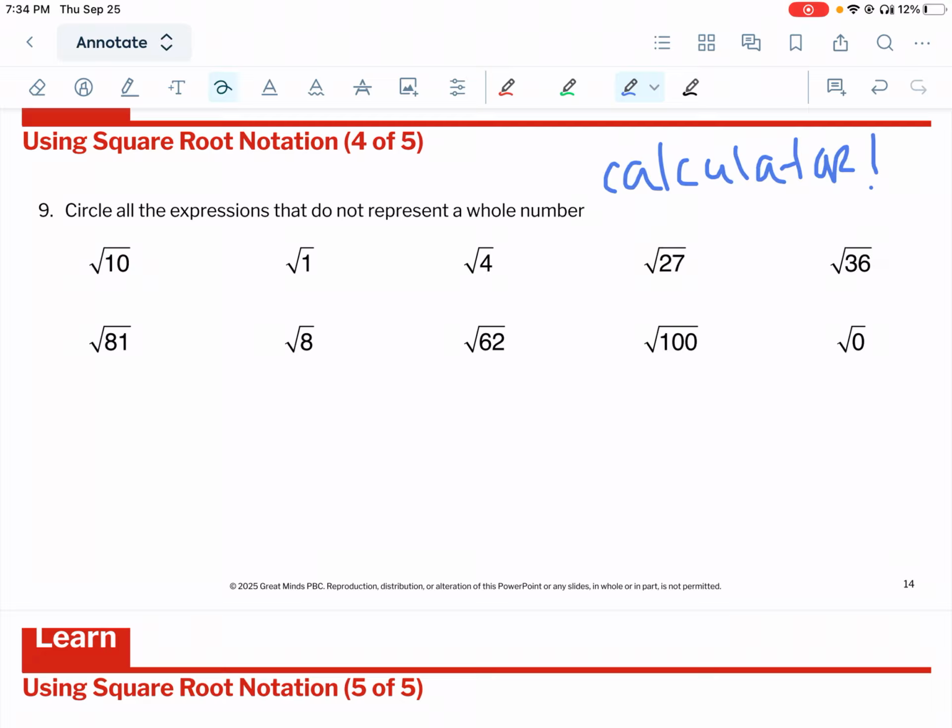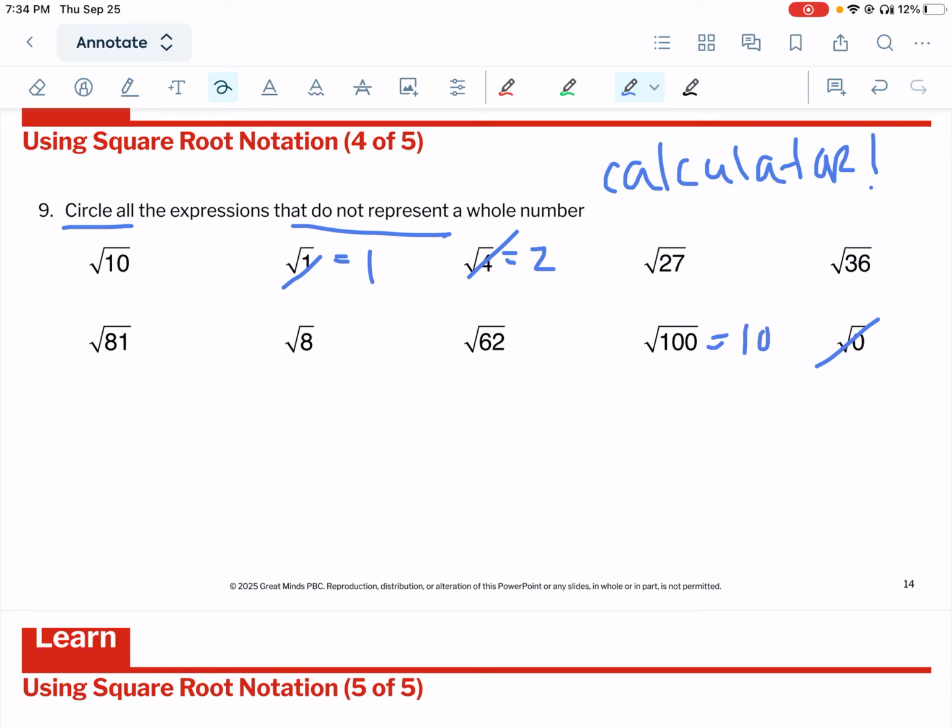It's a perfect square. Like the square root of 4, for example, that is a perfect square. That equals 2. But it says to circle all the ones that do not represent a whole number. I know the square root of 1 is still going to be 1. That is a perfect square, so we don't need to worry about that. Same thing with 0. Same thing with 100, like a couple questions before.